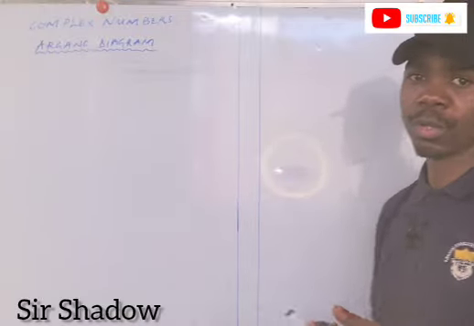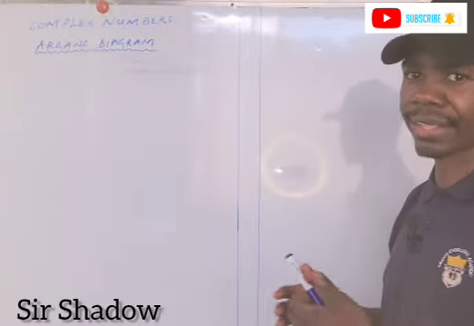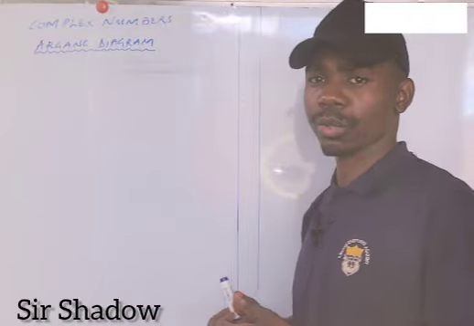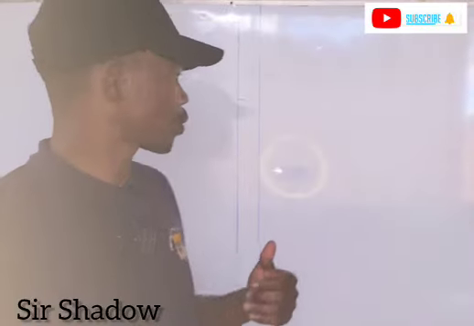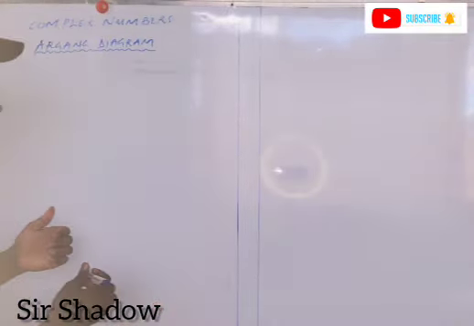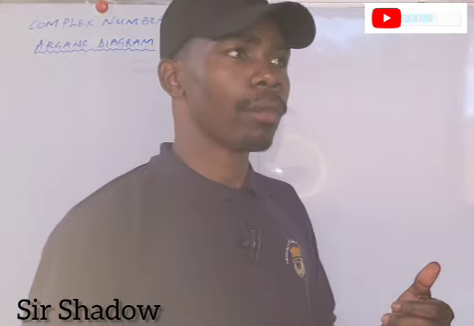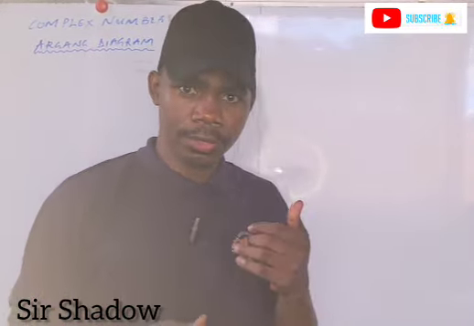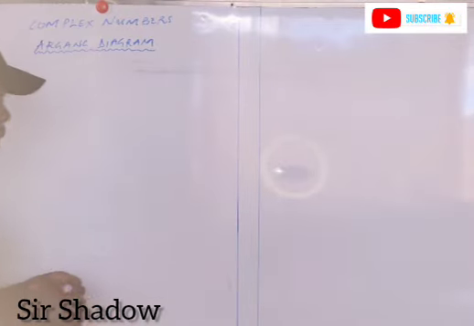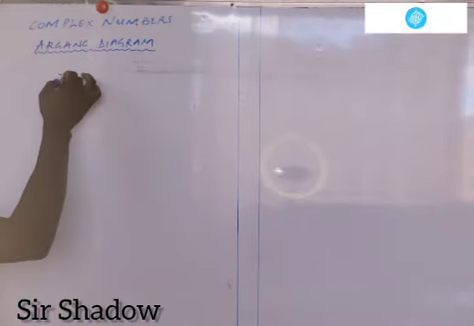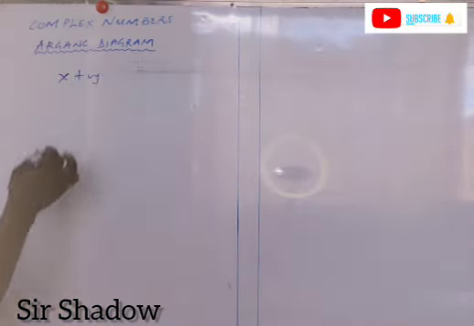Remember, in this lesson we are going to focus on how to work out on the Argand diagram under the topic complex numbers, right? So whenever you are asked to work on the Argand diagram, what do you have to think about? First of all, check your complex number. Remember, complex numbers are always written in the form x plus iy, right?